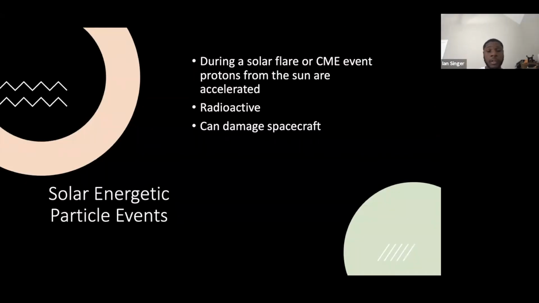Now, solar energetic particle events, from my understanding, are really just when charged protons from the sun get projected from it. These are also similar to solar flares, and they happen around CME events. And these are very damaging to spacecraft.